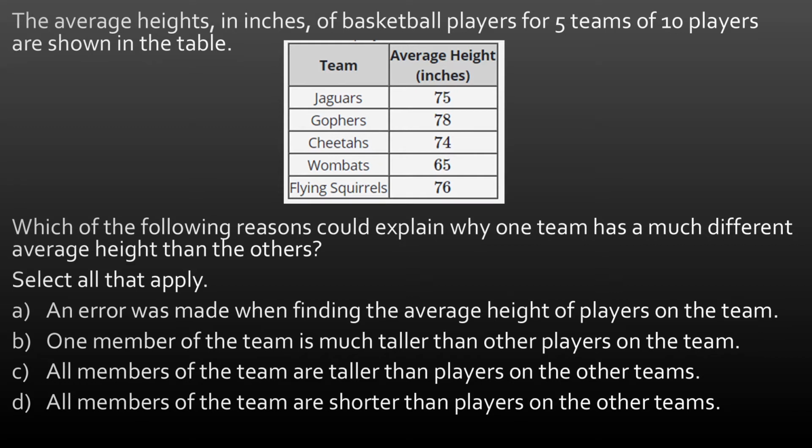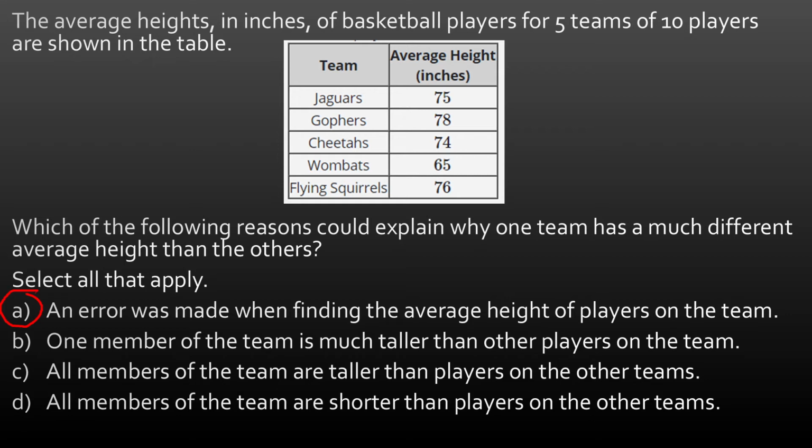Our next question says that the average height in inches of 5 teams of 10 players is shown in the table. The question says, which of the following reasons could explain why one team has a much different average height than the others? Select all that apply. The first option says an error was made when finding the average height of players on the team. That could very well be a reason why that one team has such a different average. Say you forget to add one of the players' heights. That can drastically change your answer.